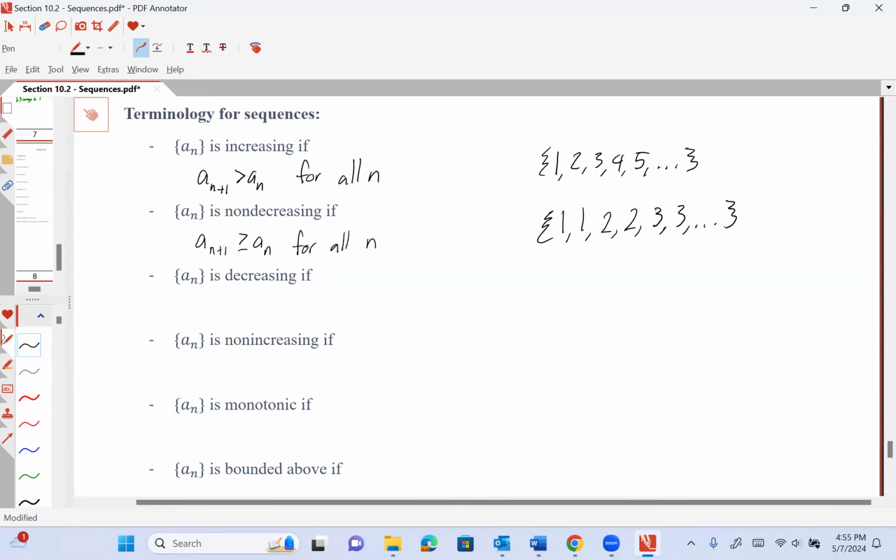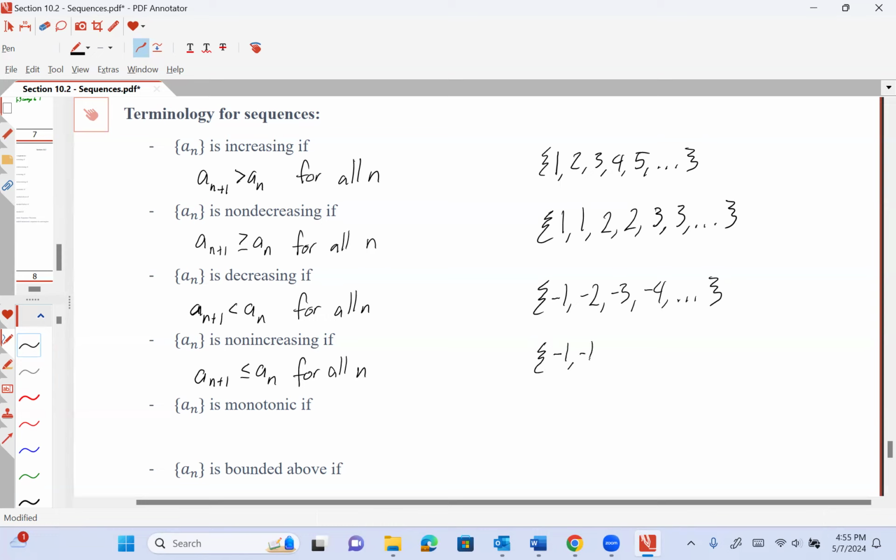Decreasing is then the reverse. A sub n plus 1 is always smaller than a sub n for all n. And it's a strict decrease. So -1, -2, -3, -4, and so on. Non-increasing just could stay the same, could decrease, just doesn't increase. -1, -1, -2, -2, -3, -3, and so on.